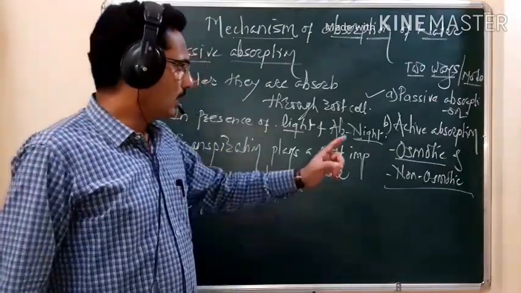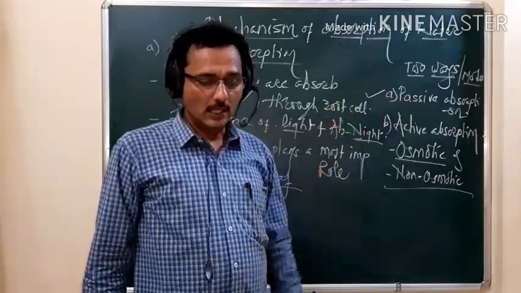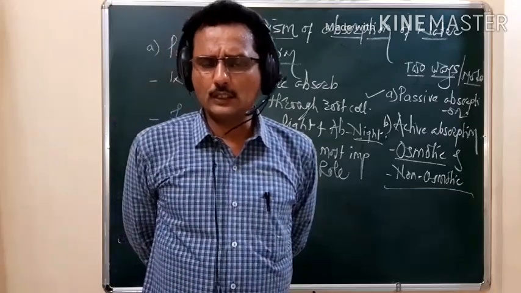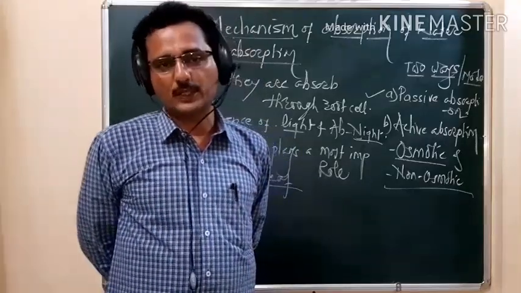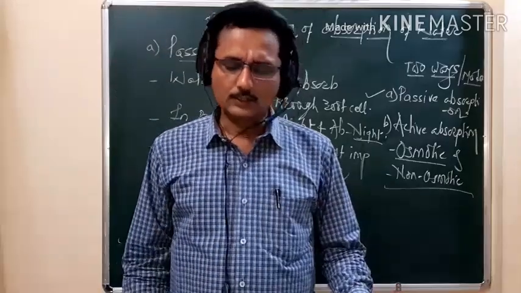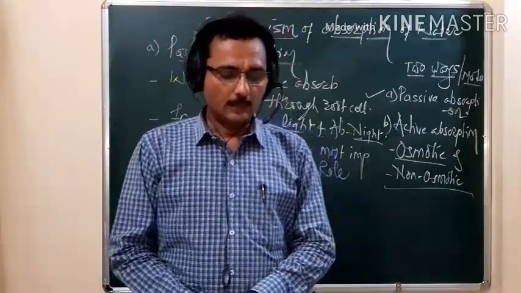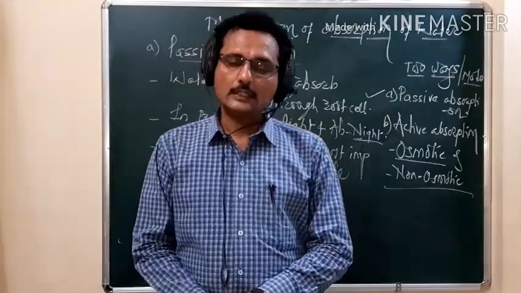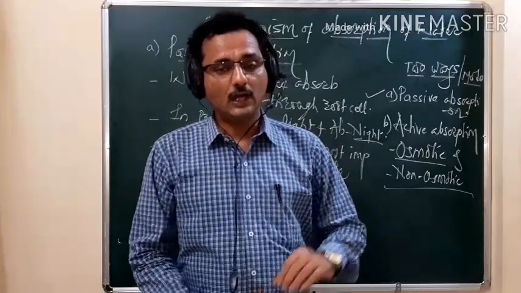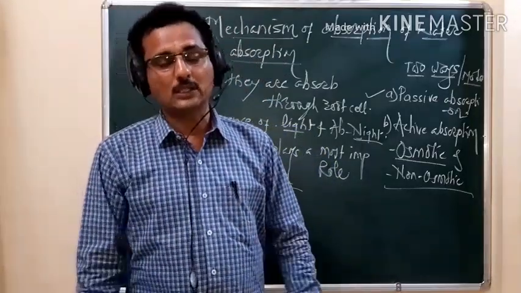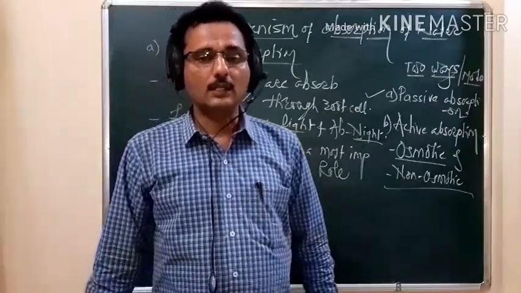In the plant, the plant shows passive absorption of water. Maximally, the plant shows passive absorption of water. That means near about 98% of the water is absorbed passively in the plant body because of this transpiration. Remember, students, because of the transpiration, the diffusion pressure deficit is developed in the leaf. And because of that diffusion pressure deficit, they develop the water potential gradient from the leaf up to the lowermost portion of the plant body, that means up to the root. So how is the negative water potential developed inside the plant because of the transpiration?